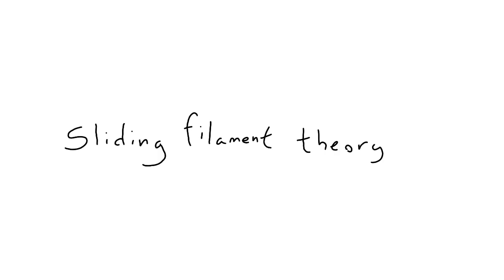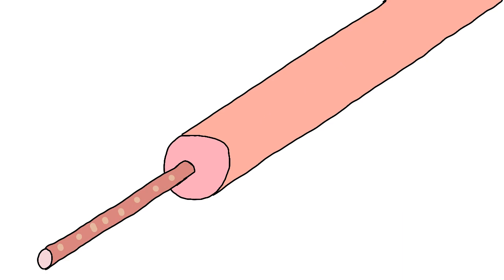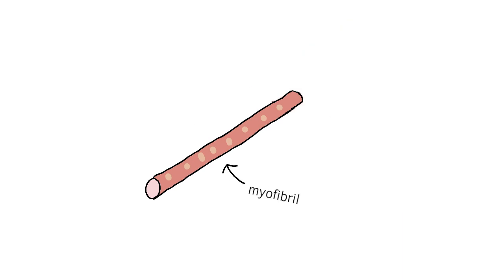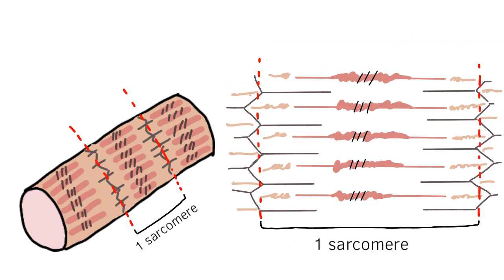The sliding filament theory states that muscle contraction is caused by the shortening of sarcomeres within a muscle fiber. Muscles are made up of fascicles containing muscle fibers, which are considered the individual cells of muscle tissue. These muscle fibers contain myofibrils, which are bundles of the protein filaments responsible for muscle contraction. These filaments are known as actin, myosin, and titin, and they form contractile units known as sarcomeres, which are separated from one another by Z-discs.